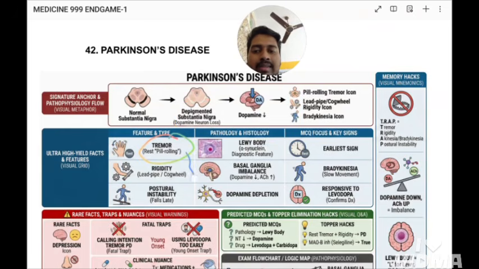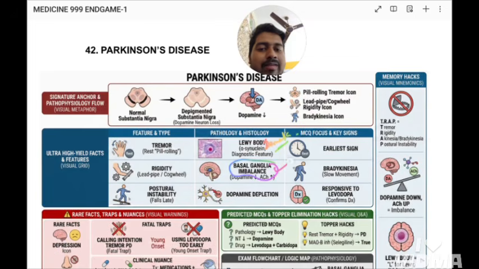So rest, all these things I have explained. And falls, that is actually a late feature of Parkinson. Initially there won't be postural instability. Later on there will be; the earliest are the tremors during rest, that is pill rolling tremors. Next, Lewy bodies are the characteristic pathological finding, which consist of alpha-synuclein. Also remember that these alpha-synuclein Lewy bodies are also seen in Lewy body dementia. There also it is seen.